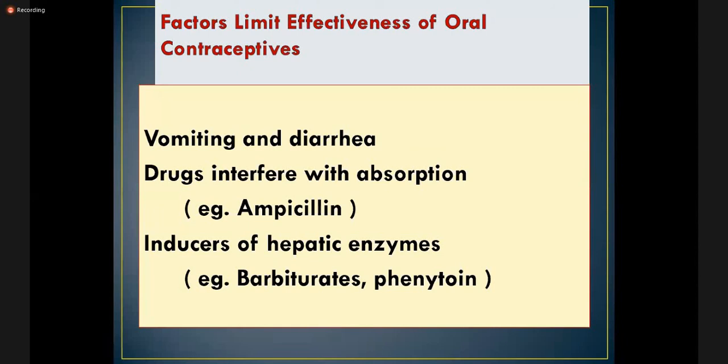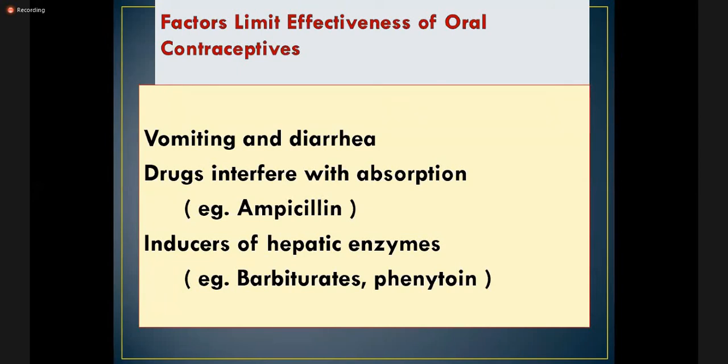For example, we have mentioned two examples, barbiturates or phenytoin. Let me explain this: if a female is taking an oral contraceptive and there is no comorbidity, we are not going to call that female a patient, so this is one of the interesting points.